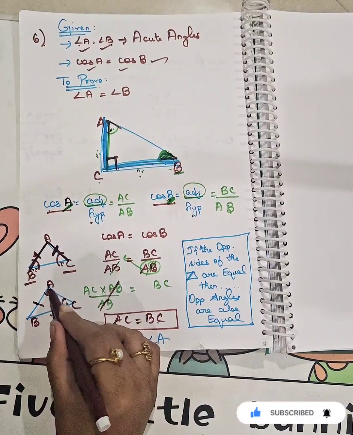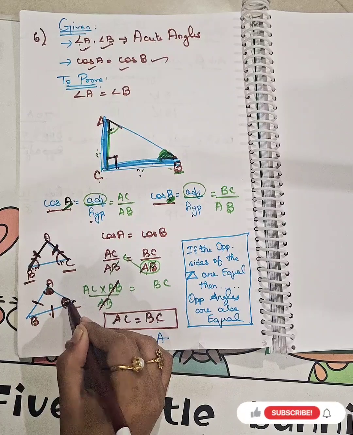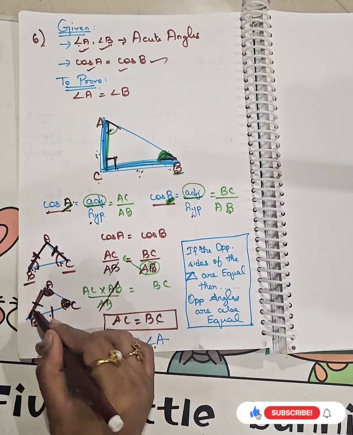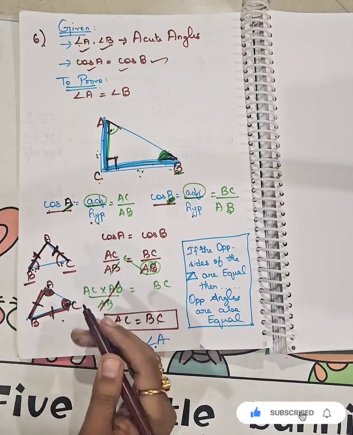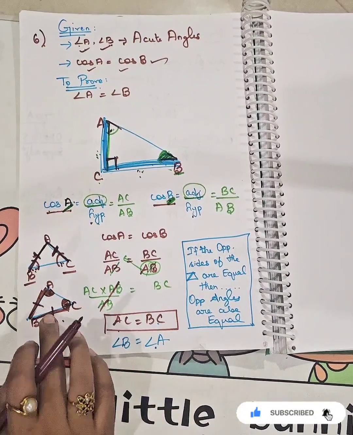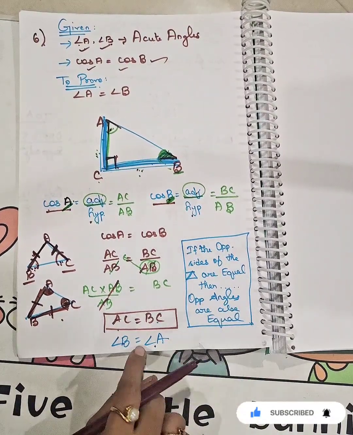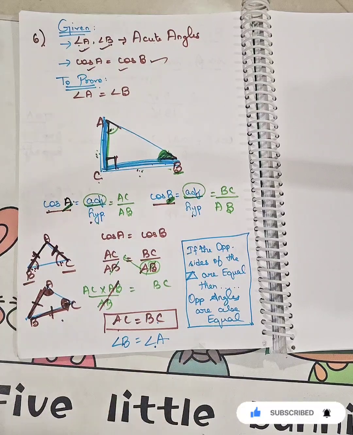If any two angles are equal, then the opposite side of that angle and the opposite side of the other angle, both of these sides are equal. This is a property and we are using the property here. That is all with the sixth sum of exercise 8.1.